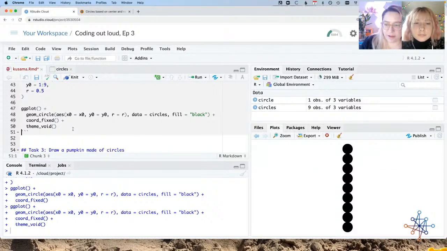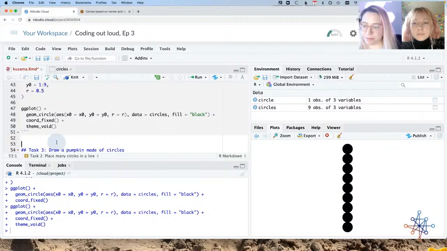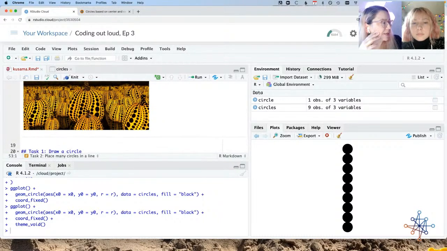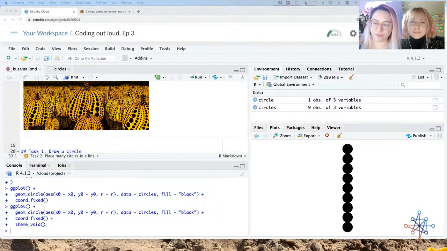So I'm thinking that theme void is ultimately something we're definitely going to want to use. But maybe as we're making these circles and trying to make them look like the layout over here, we may want to keep those identifiers, like the axis labels and stuff, just in case. Because being able to think about where things should move, it's helpful to have the axis lines. Yeah, I agree.